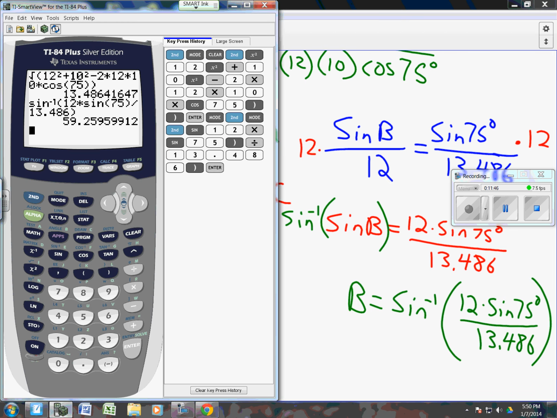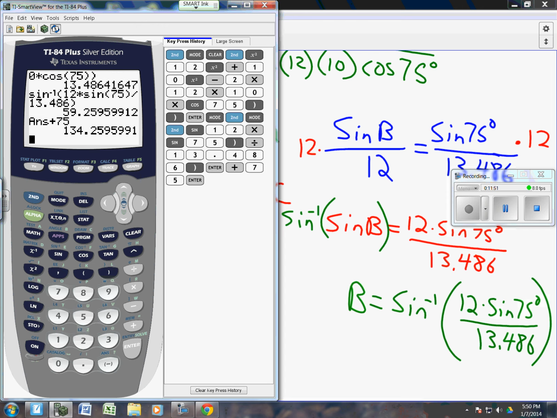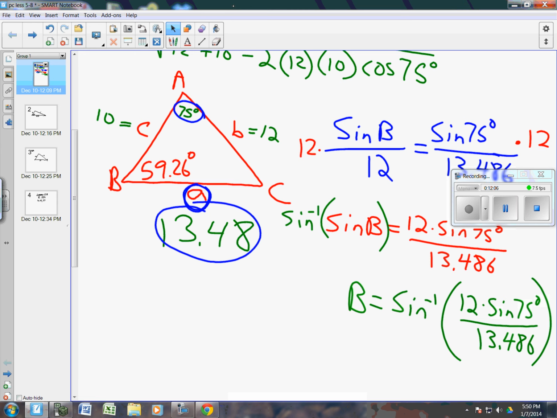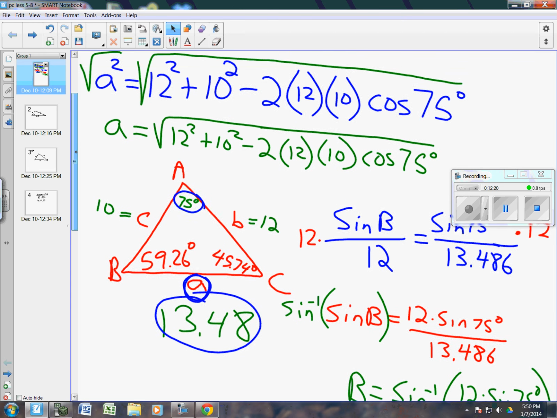So I hit plus 75. That gives me that, and I subtract that from 180. And I'm going to take the opposite of that, so it's going to be 45.74 degrees. And I have all the parts of my triangle now. I have solved that triangle using the law of cosines and then the law of sines.